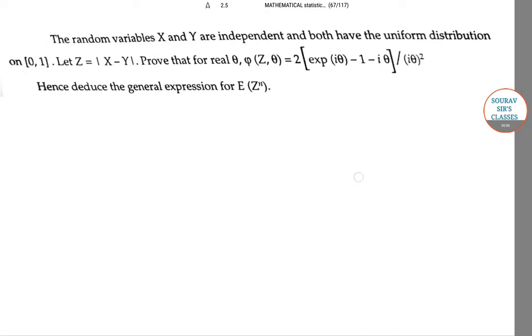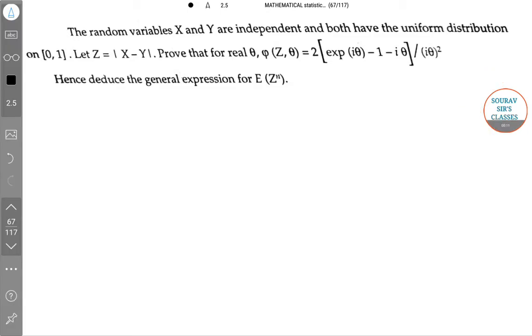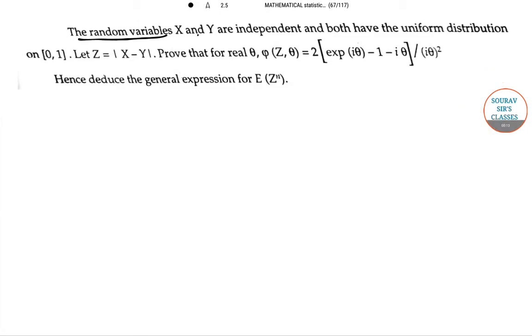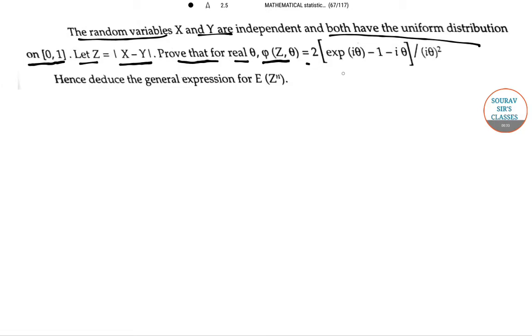So in today's video, we'll be solving a question from mathematical statistics. The question goes like this: the random variables X and Y are independent and both have uniform distribution on (0, 1). Let Z equal modulus of X minus Y. We have to prove that the characteristic function of Z, phi_Z(theta), is equal to 2 into expectation (i theta minus 1 minus i theta) divided by (i theta) whole square. We have to deduce the expression for expectation of Z to the power n.